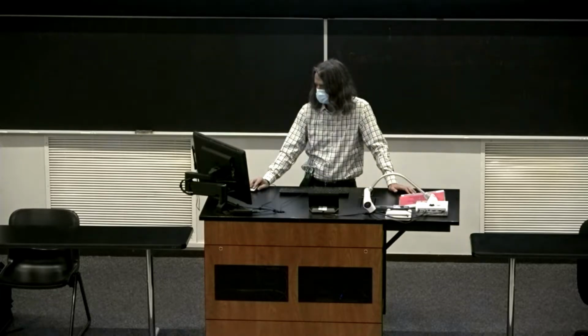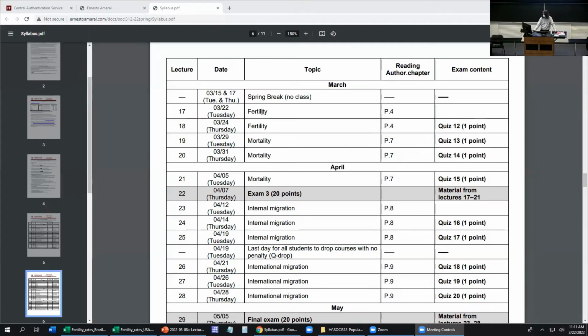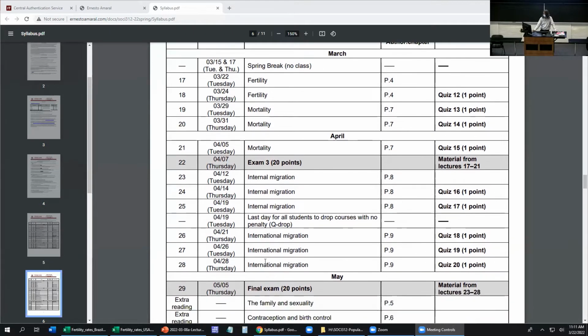And so here we will just continue now on the fertility chapter, and the idea is to cover fertility and mortality before the next exam, and then cover internal and international migration by the end of the semester, right? So that's the goal that we have now, pretty much these four major chapters that go a little bit more in depth on these demographic components. Cool.